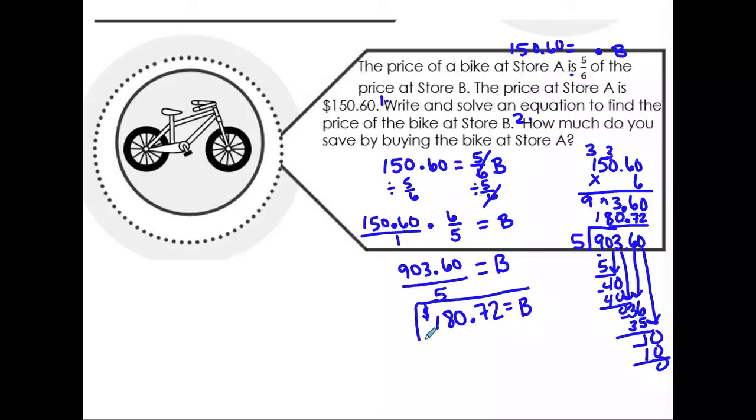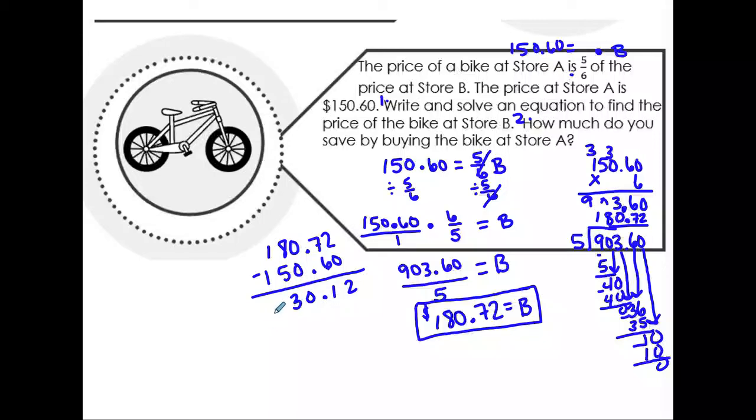That is my answer for part 1. The cost at store B, $180.72. How much do we save? We need to subtract. $180.72 minus $150.60. 2 minus 0 is 2. 7 minus 6 is 1. Bring down that decimal. 0 minus 0. 8 minus 5 is 3. 1 minus 1 is 0.